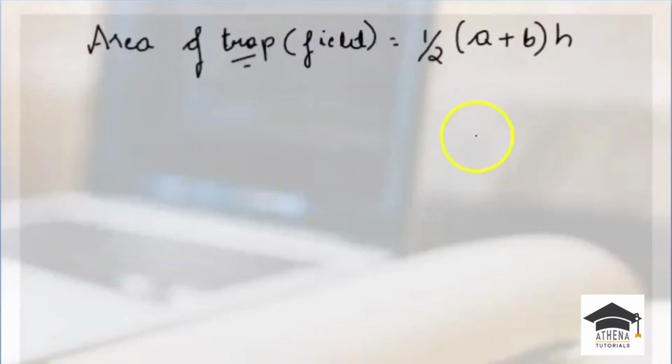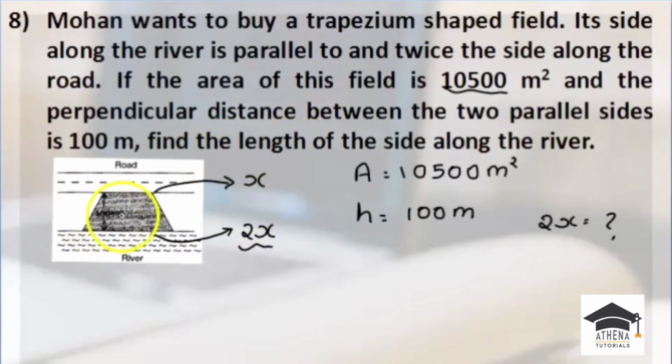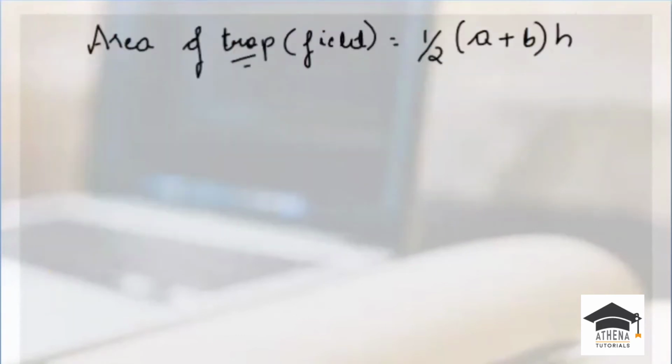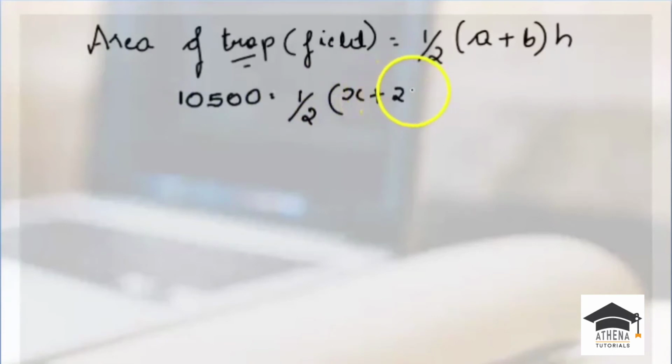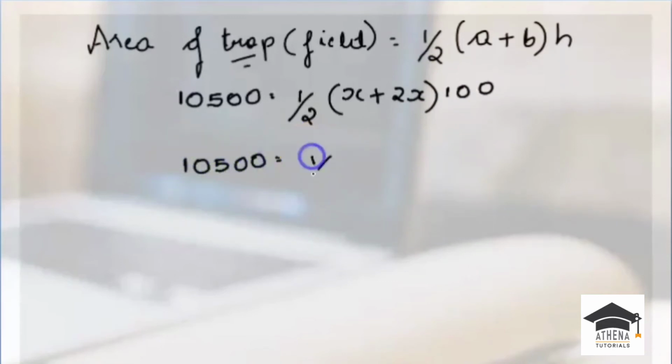So what is h? H is nothing but the distance between the two parallel sides. That is 100 meter. And we know the area. Let's substitute the values now. So area they have given us 10,500, half into a, which is x, b is 2x, and h is the distance, they have given it as 100. Let's solve now. So 10,500 is equal to half into 2x plus x is 3x into 100.